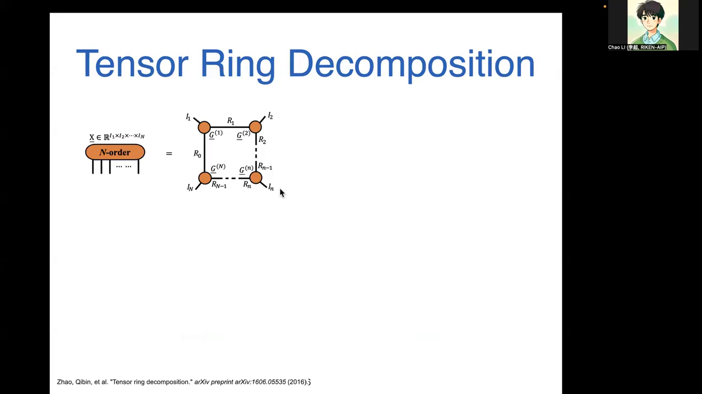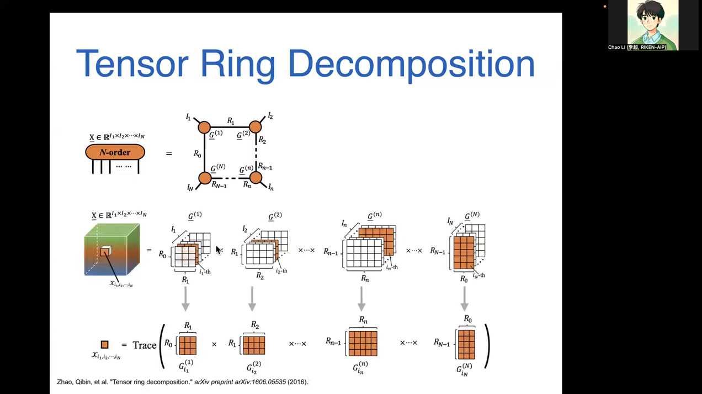Here's another popular format, the tensor ring decomposition. It's very similar to the tensor train we just saw, but with one key twist. Instead of forming a chain, we connect the two ends together to form a closed loop, like a ring. The reconstruction process is also similar. We take the right slice from each core tensor, according to the indices I1, I2, until In, and multiply them all together along the shared dimensions.